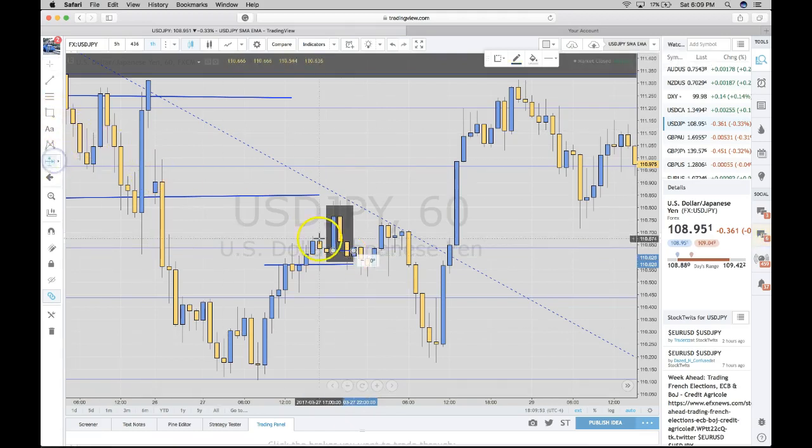So this right here said that sellers were inside the market. Yes, you would have seen drawdown. That's fine, you know what I'm saying? That happens. Whatever. Which means 10 pips of drawdown, which is nothing.